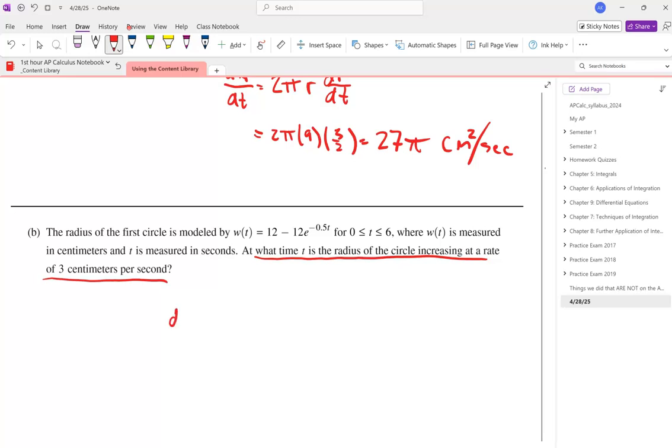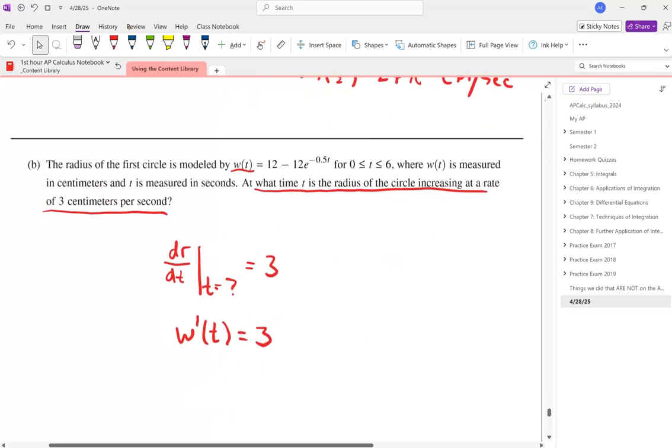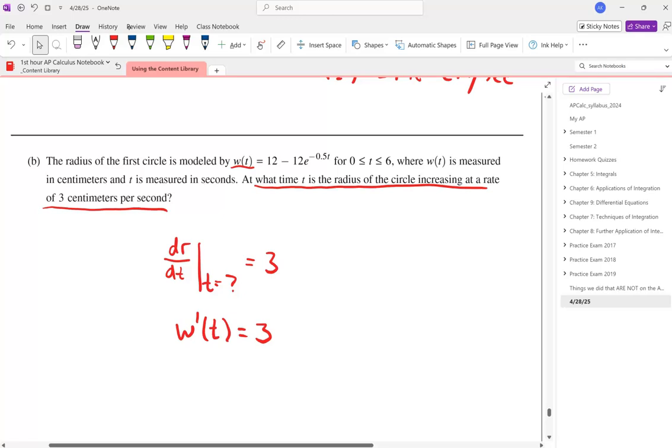So basically we're asking to solve for this, right? So the derivative, or the rate at which the radius is changing, if this is the model for the radius, the rate is just going to be that. So all I need to do is take the derivative of w of t.